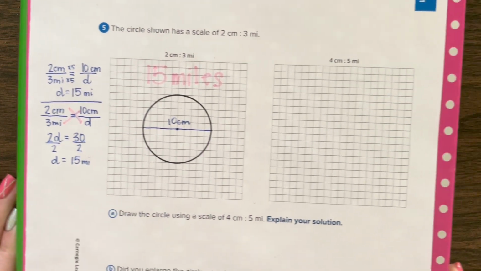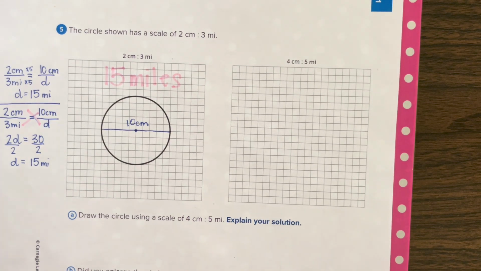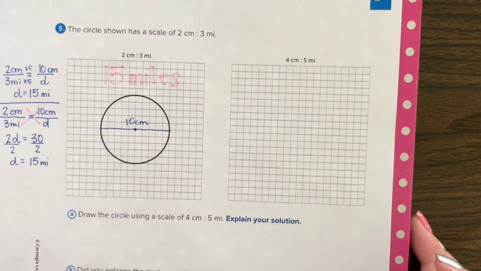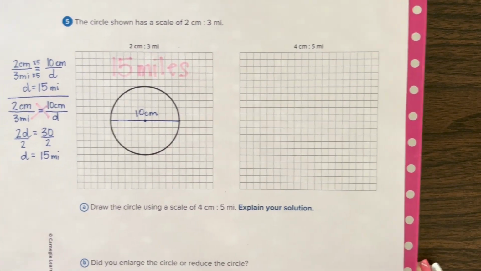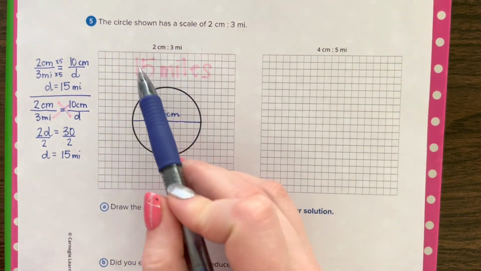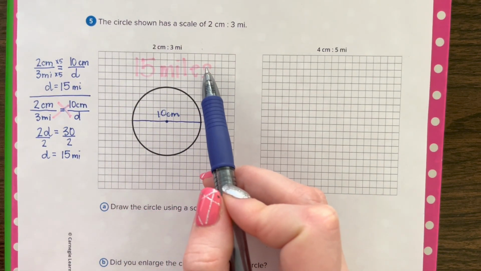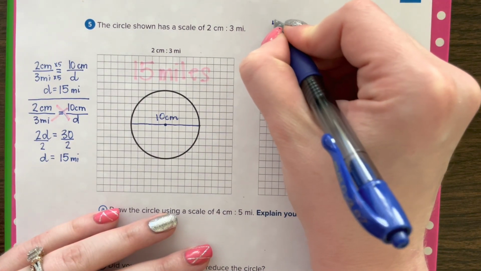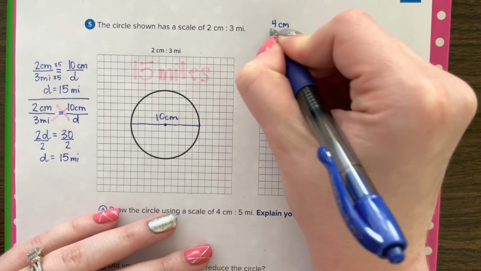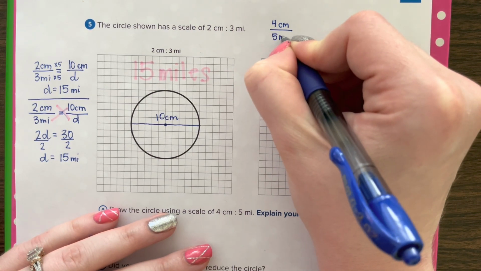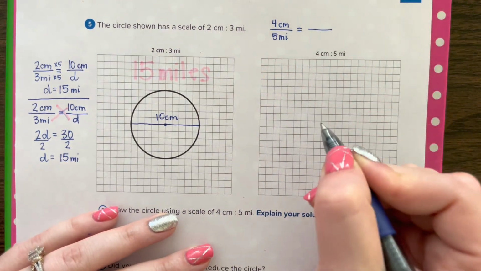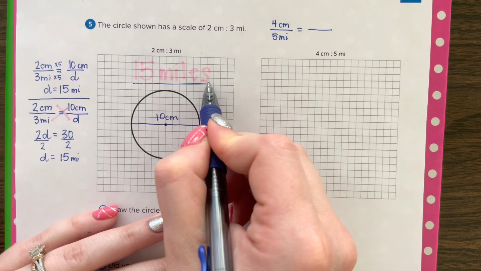Well, what if we change the scale? So we're going to do the same thing, just going backwards. So now we have a new ratio of 4 centimeters to 5 miles, but we're still talking about the same original shape in the real world that had a circle that the diameter was 15 miles. So we're going to set up our proportion, 4 centimeters over 5 miles equals, and we have our second fraction. Well, now we know it's 15 miles.